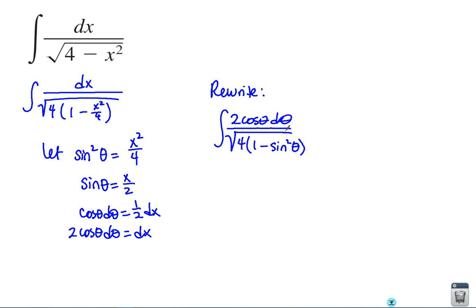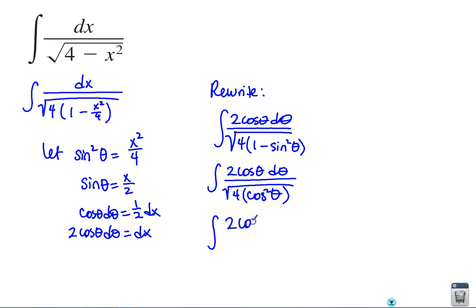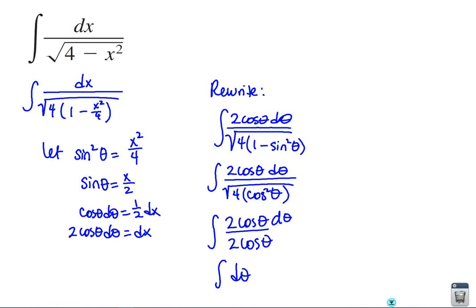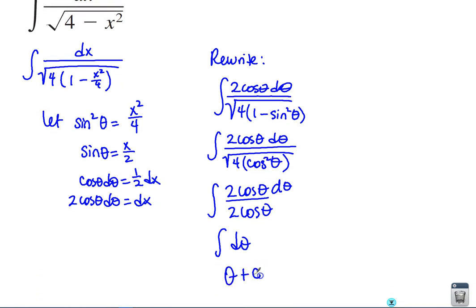So I can start to clean this up using our Pythagorean identities, and then hopefully this works out really well. We've got 2 cosine theta d theta over the square root of 4 times 1 minus sine squared, which is the same thing as cosine squared theta. And then it's under a radical, so 2 cosine theta d theta all over the square root of 4 cosine squared is the same thing as 2 cosine theta. Those reduce, and we have the integral of d theta, which we know is just theta plus c.